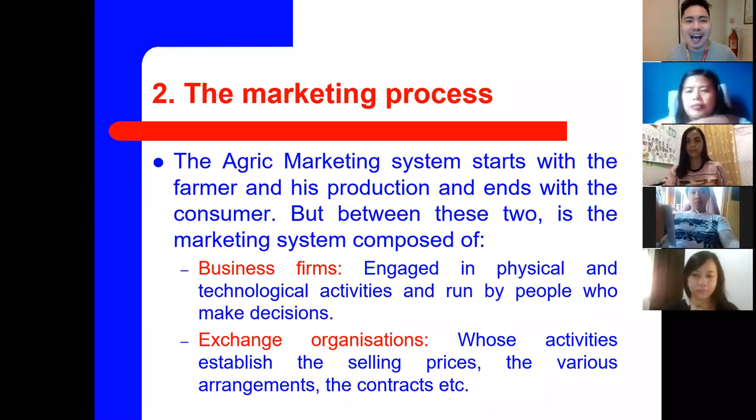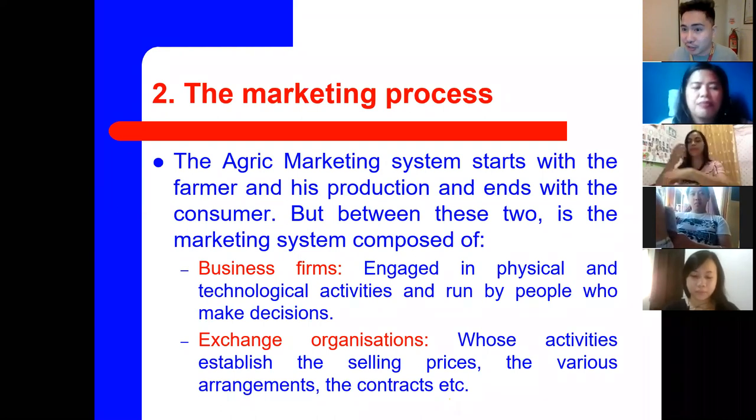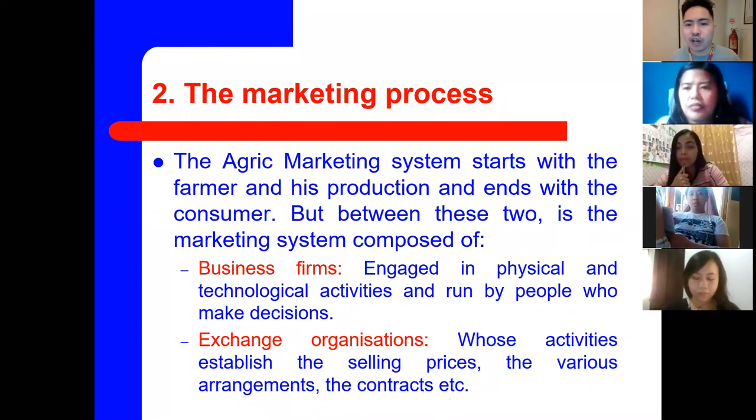Anyway, the marketing process. So the marketing process starts with the farmer that does the cultivation of the raw materials, no, that does the cultivation of the possible agricultural supplies, and his production, and ends with the consumer. So kanang ato ang ginatukod, ginacultivate na saging, kanang plantation, ang ending gid ana is ang ikalibang siya.